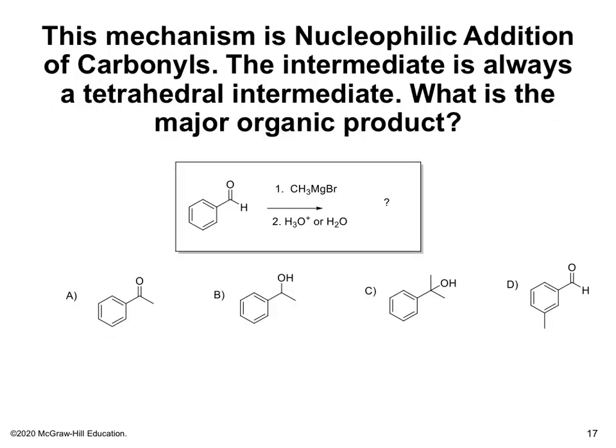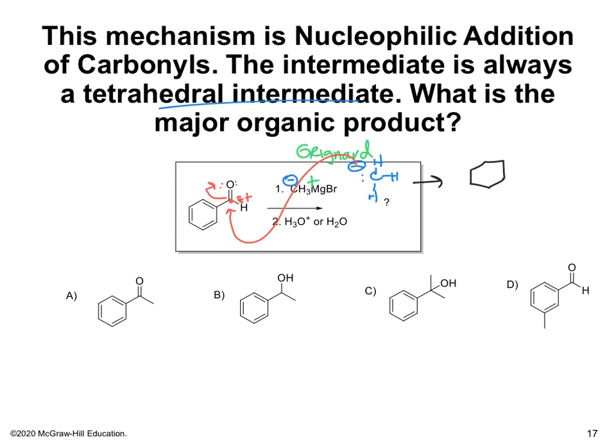All right, so nucleophilic addition of carbonyls, the intermediate is always a tetrahedral intermediate. So let's look at this. Where's your nucleophile? Do you see that this is actually called a Grignard reagent, after Dr. Grignard, and it makes a negative carbon here. So this is your nucleophile, and this is your electrophile. And so the nucleophile adds to the electrophilic carbon and forms a tetrahedral intermediate.